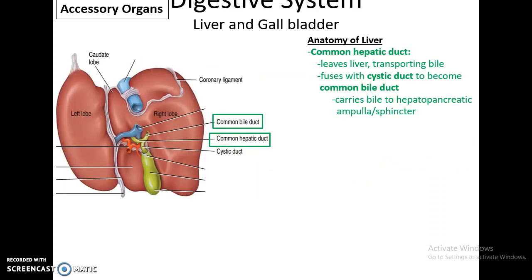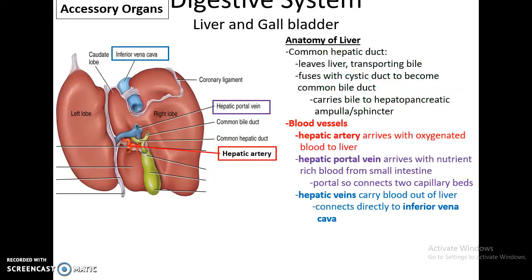There is the common hepatic duct, which leaves the liver transporting bile. This will fuse with the cystic duct coming from the gallbladder to form the common bile duct that then carries the bile down to the hepatopancreatic ampulla and sphincter. So it goes into the duodenum.